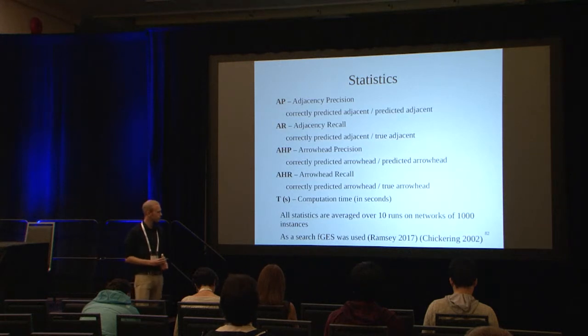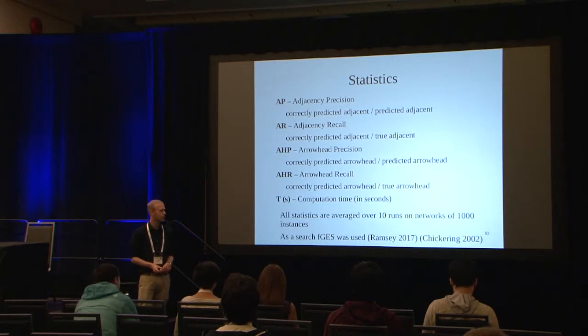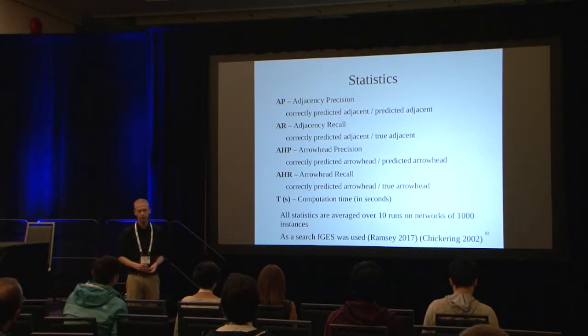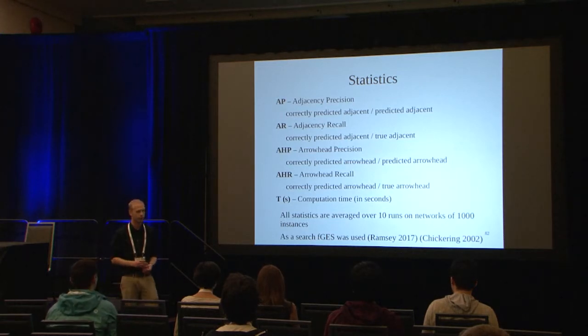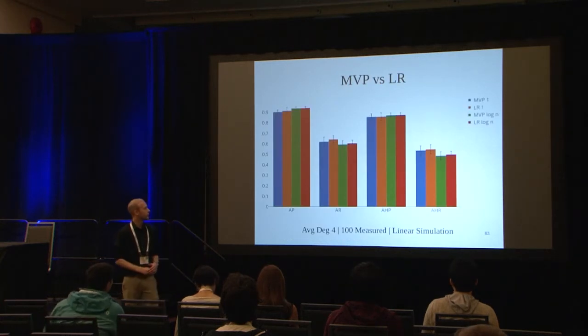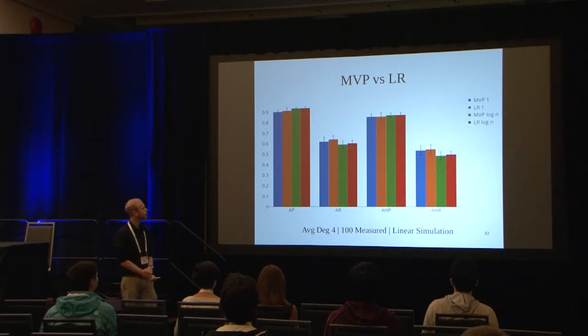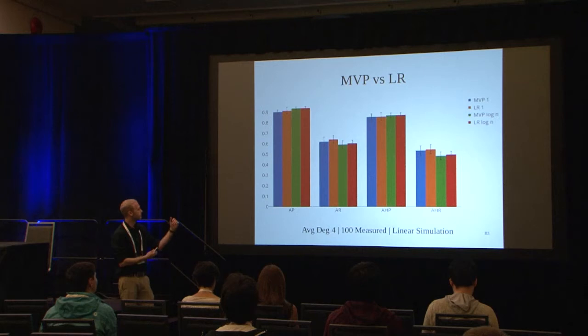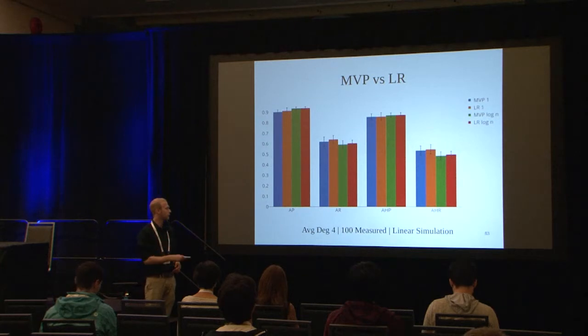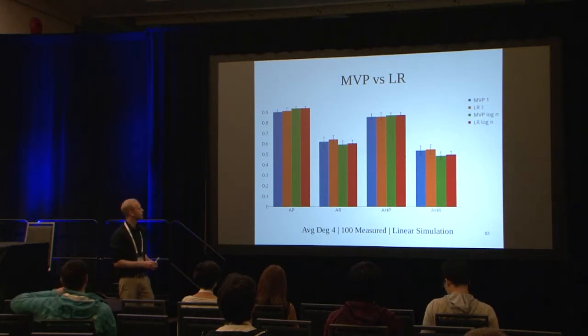And as a search, we used FGES, which is just an optimized version of GES, which is a greedy search over the variables, over Bayesian networks. OK, so the first results I want to go over is looking at MVP versus just logistic regression. So here, the error bars are 95% confidence intervals. We simulated a network with 100 variables, average degree 4, using the linear simulation.